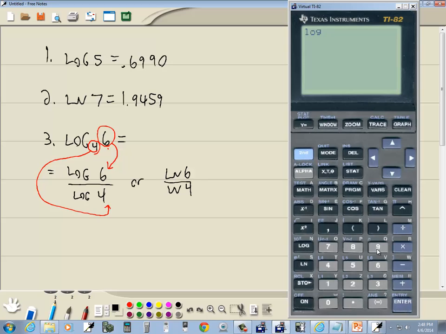I press log 6. And I don't know if I need parentheses on it or not. Let's try this first. Divide by log 4. On a TI-84 I wouldn't have to worry about it, but okay, we get that 1.29. Let me put parentheses around the log and then 6, closing parentheses, divided by begin parentheses log 4, then closing parentheses. Okay, yeah, you don't need parentheses then. Okay, so 1.2925.